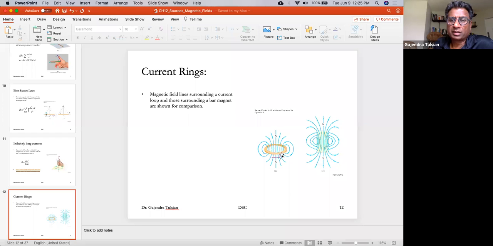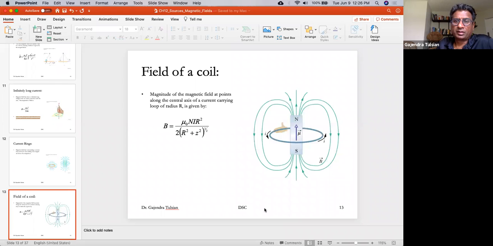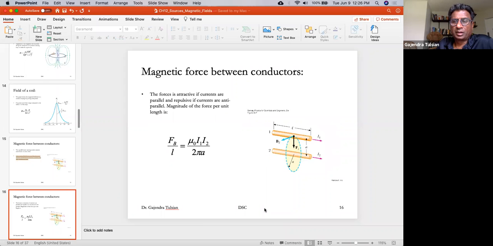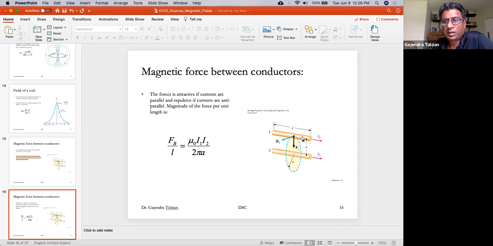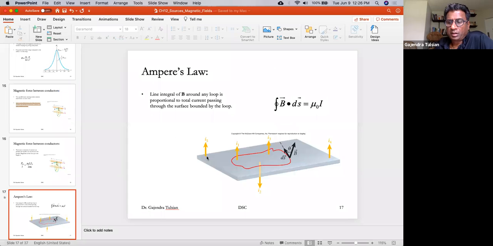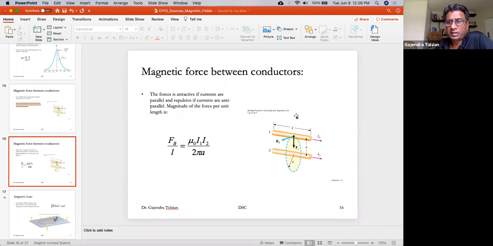We saw that this is an electromagnet and its magnetic field is very similar to that of a bar magnet. We saw that two parallel wires carrying currents in the same direction attract each other, and the force per unit length of the wire is equal to mu0 times the product of the currents divided by 2πa. If the currents are in the opposite direction, then they'll repel each other.